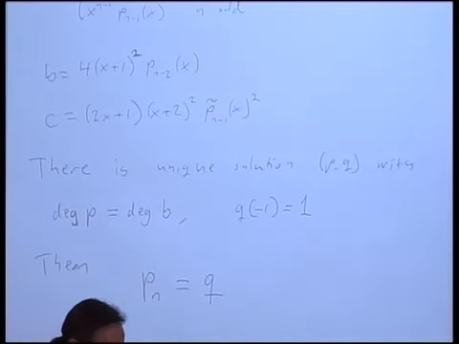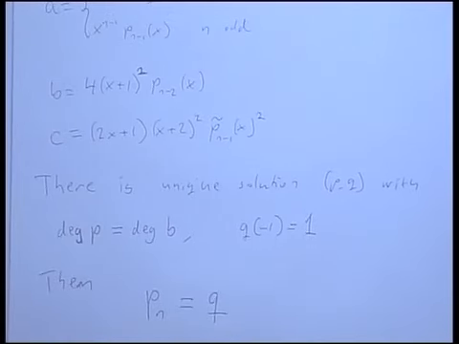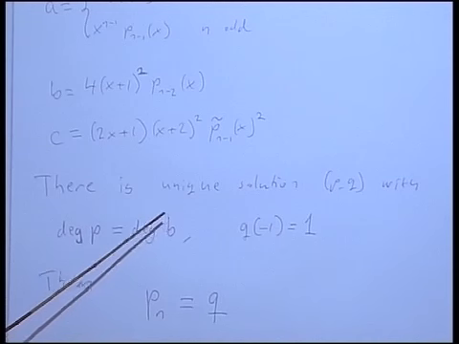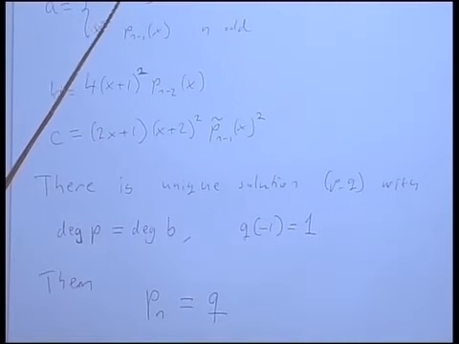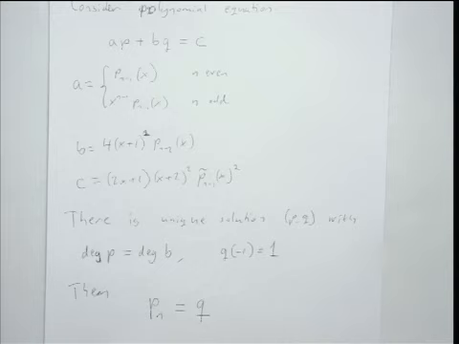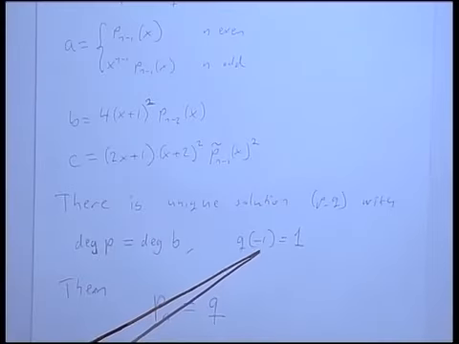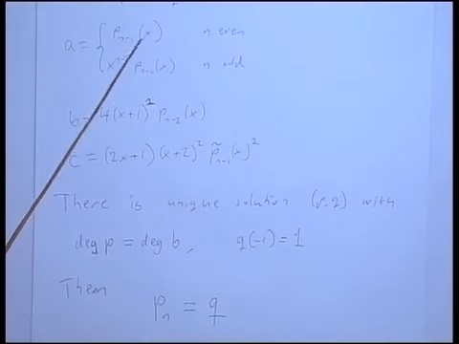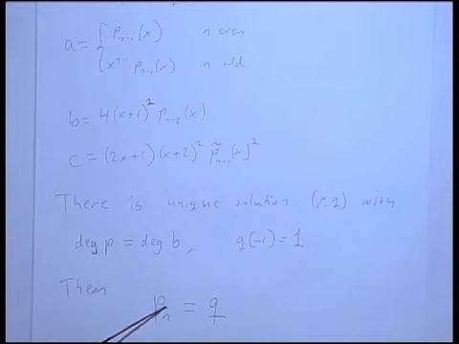Okay, so then, of course, there are many solutions, but if you postulate that P has the same degree as B, I mean, usually you would postulate that P has lower degree than B, and then there will be a unique solution, a minimal solution. But if you say that P has the same degree as B, then you expect a one-parameter family of solutions. And you pick a point on this line by postulating that Q at minus 1 should be 1. Then it turns out that the Q part of the solution, you can define to be your Pn.